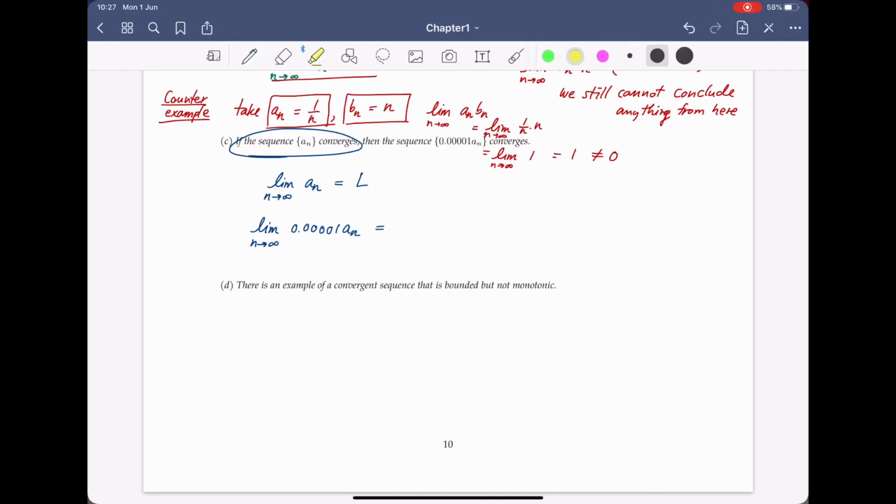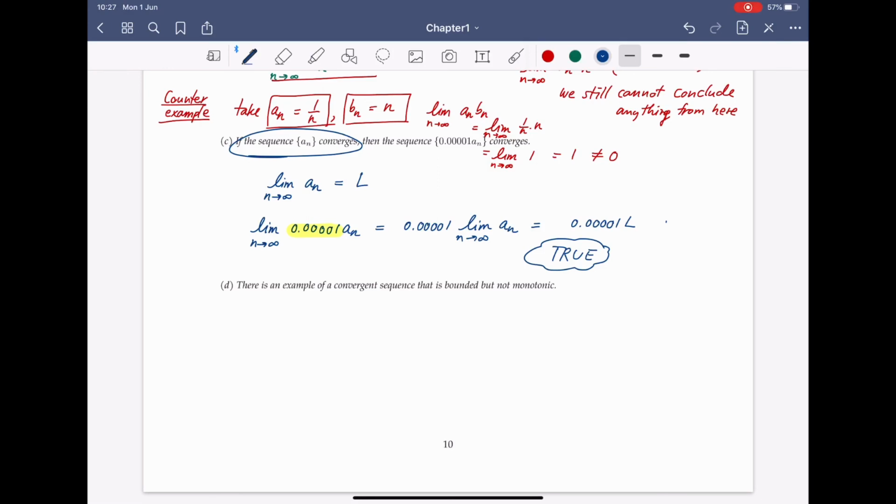Because this is just a constant. So you can just pull this thing out. And then that is 0.00001 times the limit of an. This is 0.00001 times L. So the limit exists, because this is a real number as well. So this statement is true. So that means the sequence 0.00001 an is also convergent.